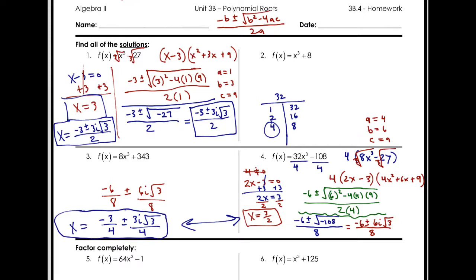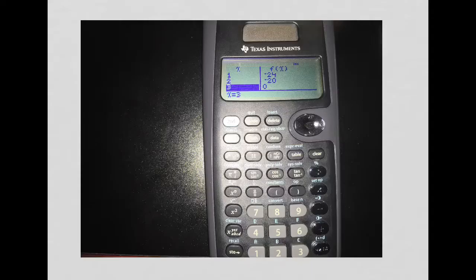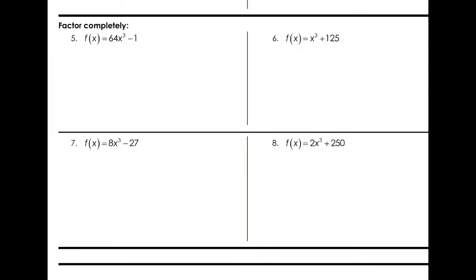That's really all you need to do the rest of the problems. I mean, it's pretty straightforward for you. And then the back is, let's see, that's just like the stuff. That's more practice from the stuff like yesterday.